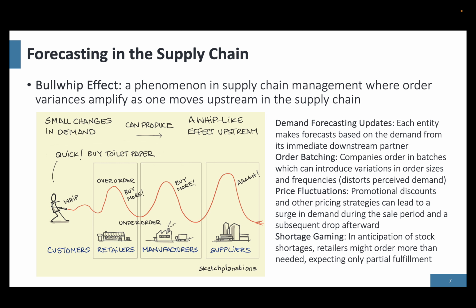But perhaps that information about the purchasing by consumers flows back up to the supply chain. And so cereal makers start to produce more, thinking, oh, everybody's buying cereal, when they're not really. And then there's shortage gaming. So a retailer might anticipate a shortage, so they'll order more than they need from the manufacturer, even though they know they're only going to sell some of that. They're kind of ordering extra for safety.